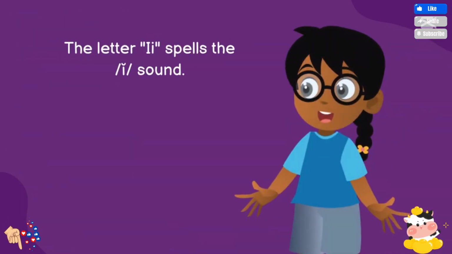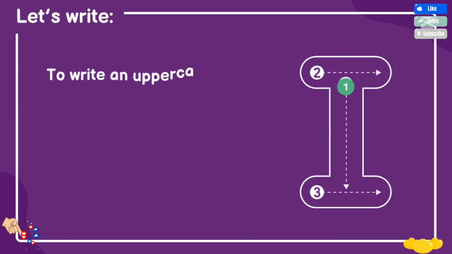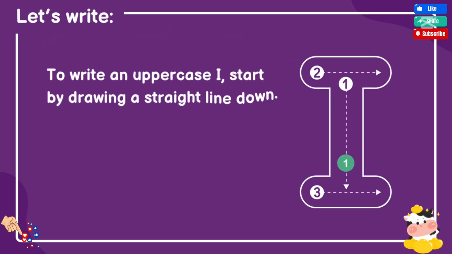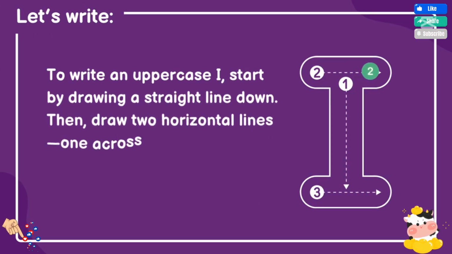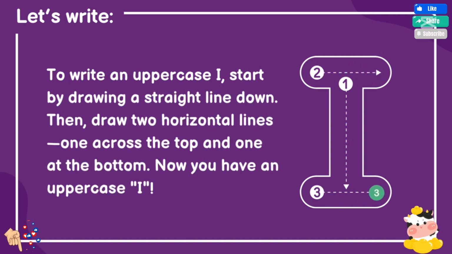The letter I spells the I sound. To write an uppercase I, start by drawing a straight line down. Then, draw 2 horizontal lines, one across the top and one at the bottom. Now you have an uppercase I.